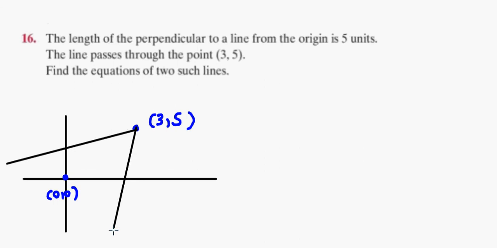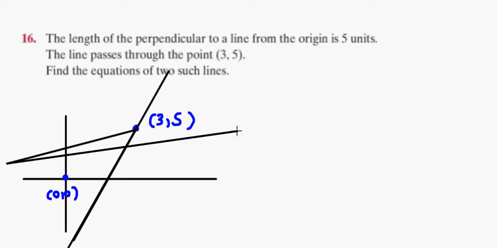It says the distance from 0, 0 to these points, so they're actually not on the line. So I'm drawing 2 lines that go through 3, 5, but they don't go through 0, 0, but they should have the same perpendicular distance to 0, 0. Does that make sense? So essentially the pink line here should be equal to this green line here. I'm doing it by eye, so they should be the same if it were perfect. All right, that's what the question's asking.